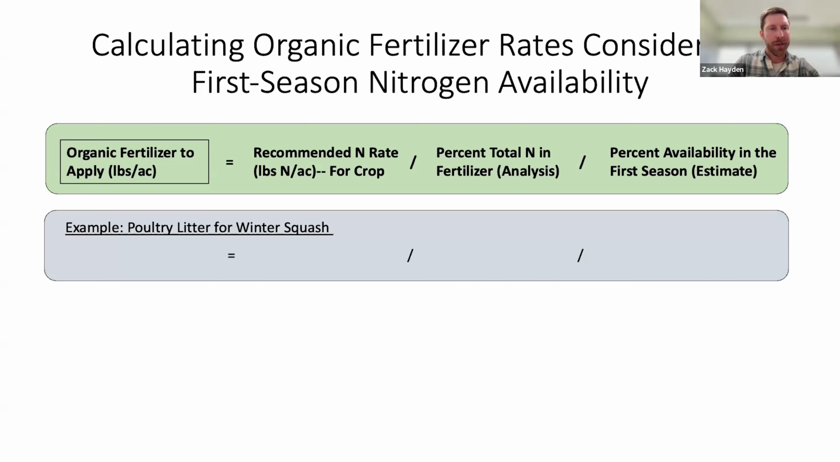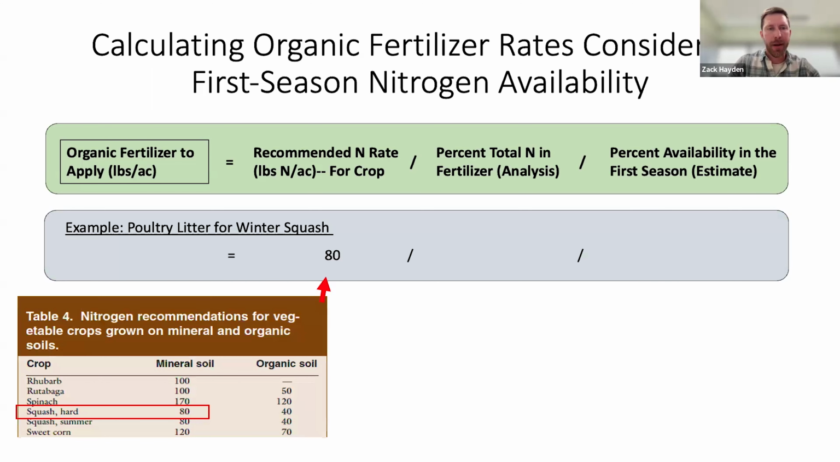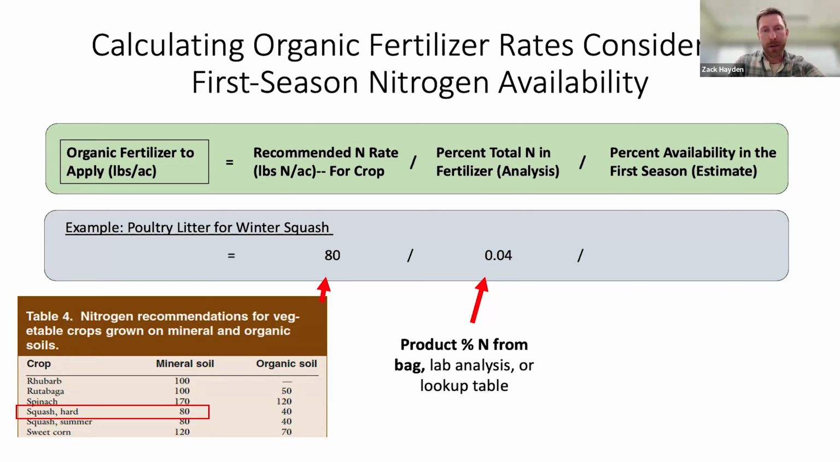So if we want to determine how much poultry litter we need to apply to meet the demands of a winter squash crop, first, we're going to refer to our bulletin. We're going to find that our recommendation on mineral soils is 80 pounds of nitrogen for hard squash. We're going to look at our product label, or our manure analysis for that poultry litter, and we're going to find that, okay, we're about 4% nitrogen.